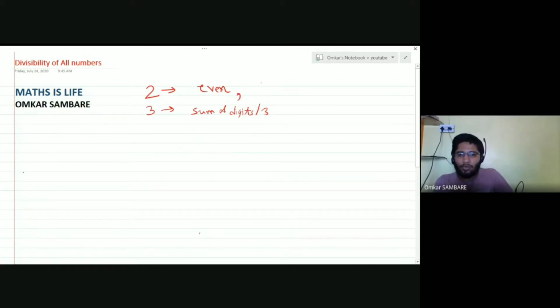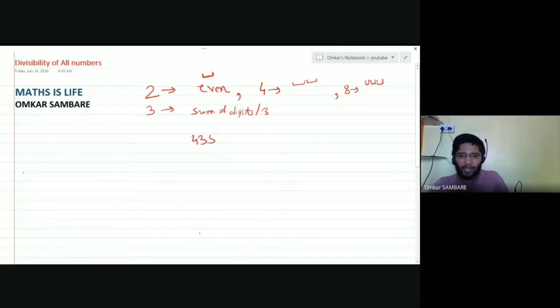Okay, and just like 2, divisibility of 4 is also the same. For 2 we are taking the last one digit only. For 4 we will check the last two digits, the units place and tens place. If the number created by the last two digits is divisible by 4, then the number will be divisible by 4. Same for 8 also, we will check the last 3 digits. If the number created by the last 3 digits is divisible by 8, then the number will be divisible by 8.